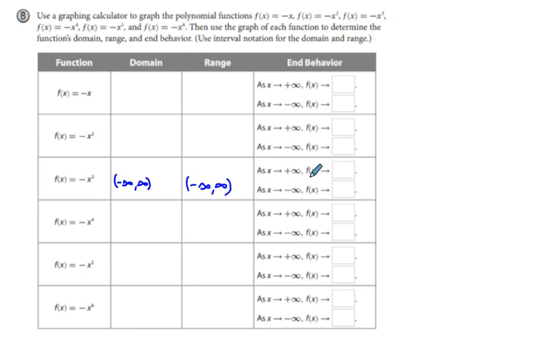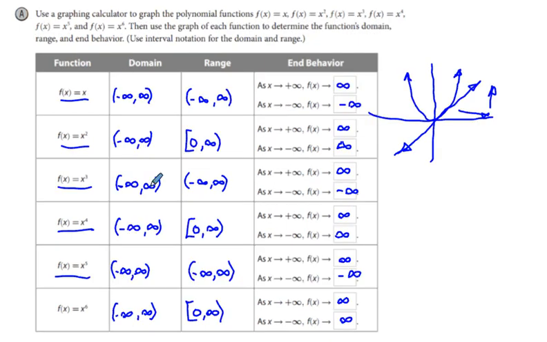As far as end behavior, as x approaches infinity, f of x approaches negative infinity because we are going down. And then as we go the other direction, as x approaches negative infinity, f of x approaches infinity. So if we turned back to part A, we would see just the opposite behavior-wise.